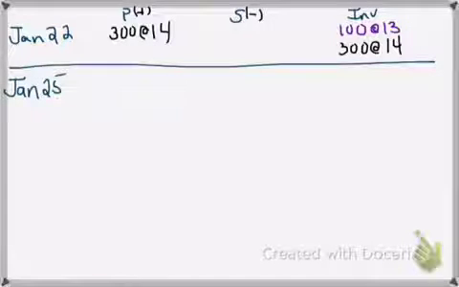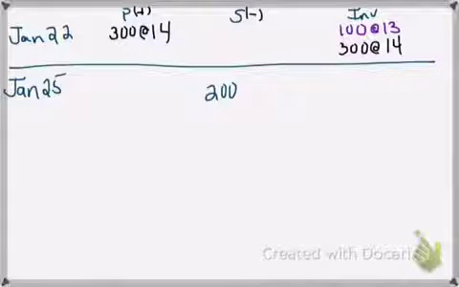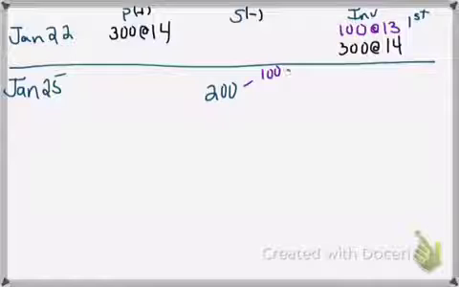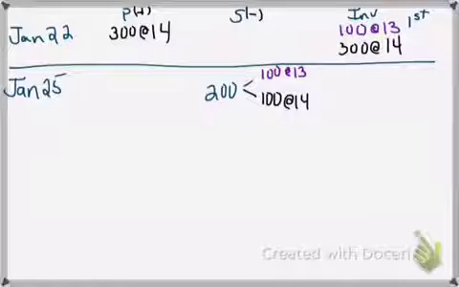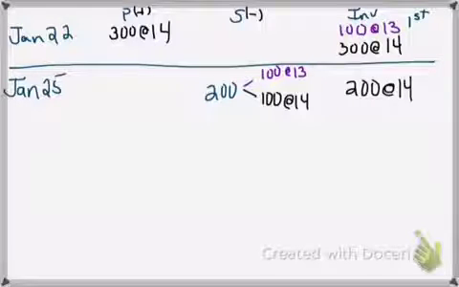And on January the 25th, I'm going to sell 200 units. Now the units I'm going to sell, I have to sell the ones on top, those first units first. And so that's going to be the 100 at 13. Then I've got 100 more I need to sell because 200 minus 100 is 100 at 14. I have 300 units here in inventory minus the 100 I just sold. So that means I'm going to be left with those black units of 200 at 14.